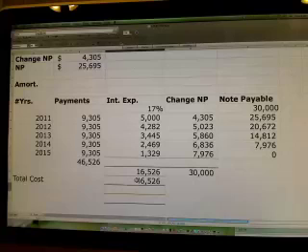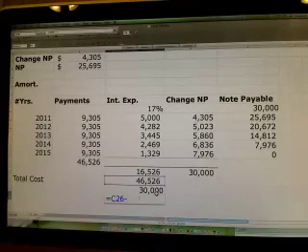Now, if you recall, when you went to purchase that vehicle, they told you that the vehicle actually cost $30,000, but in fact it really cost you $46,526. And the difference between the $30,000 and the $46,000 is your interest expense. So if you take the $46,000 minus the $30,000, you're going to get your interest expense. And that is the difference.